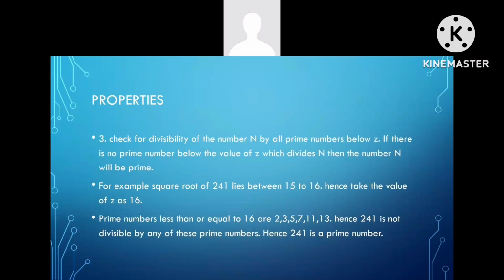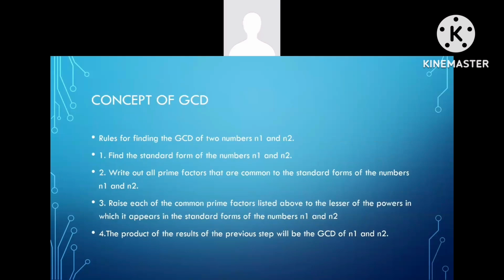If there is no prime number below the value of z which divides n, then the number n will be prime. For example, the square root of 241 lies between 15 and 16. Hence, take the value of z as 16. Prime numbers less than or equal to 16 are 2, 3, 5, 7, 11, 13. Hence, 241 is not divisible by any of these prime numbers. Hence, 241 is a prime number.